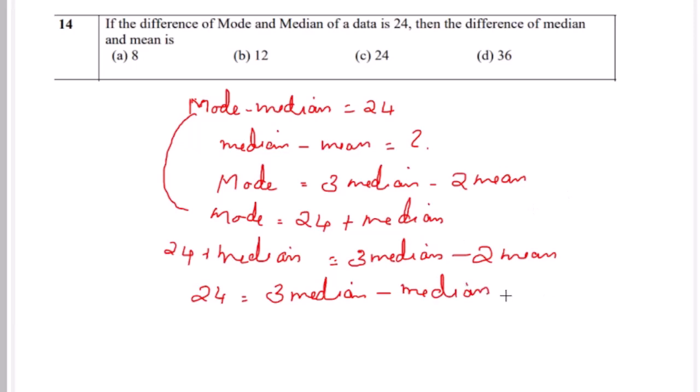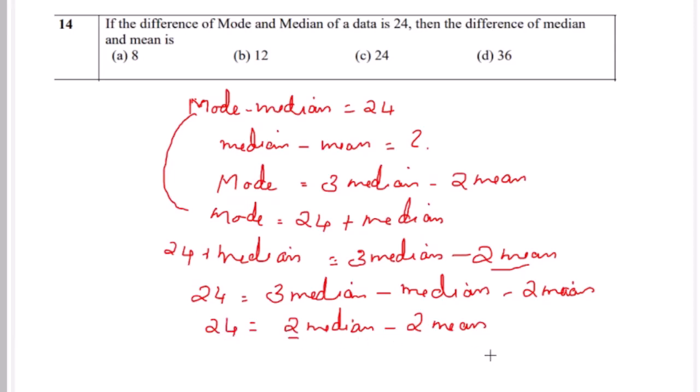Minus median minus 2 mean. This is mean minus 2 mean, right? 2 mean, sorry, 2 mean. So what is 3 median minus median? That is equal to 2 median and minus 2 mean. 2 median minus 2 mean is equal to 24, right? 24 is equal to 2 median minus 2 mean.